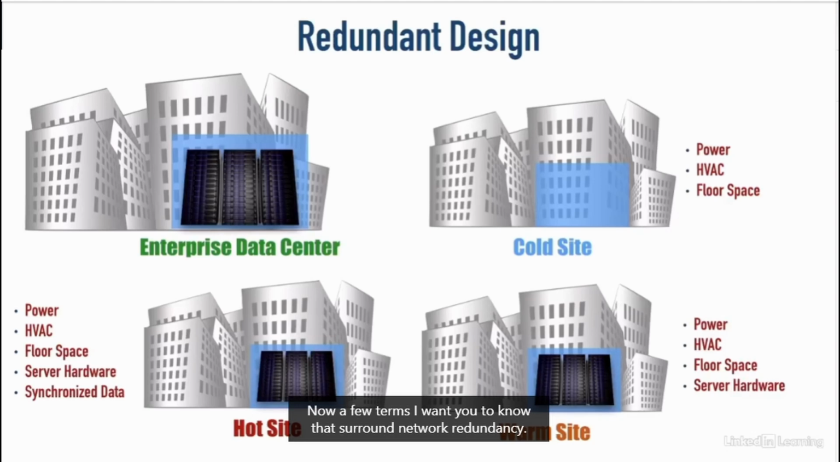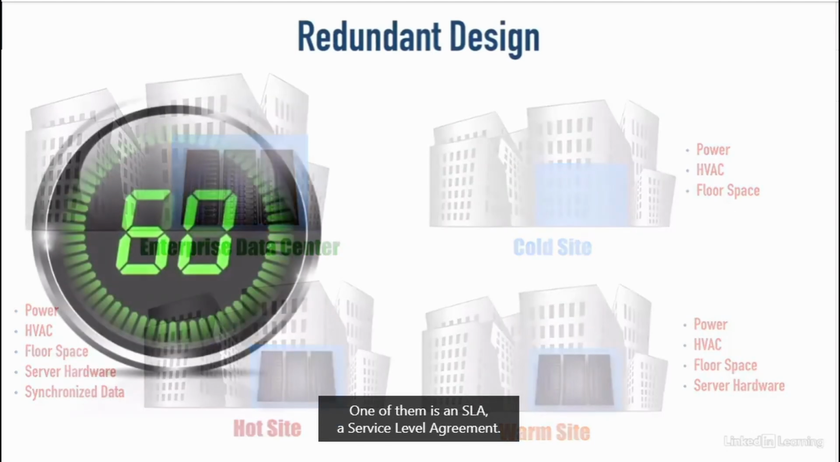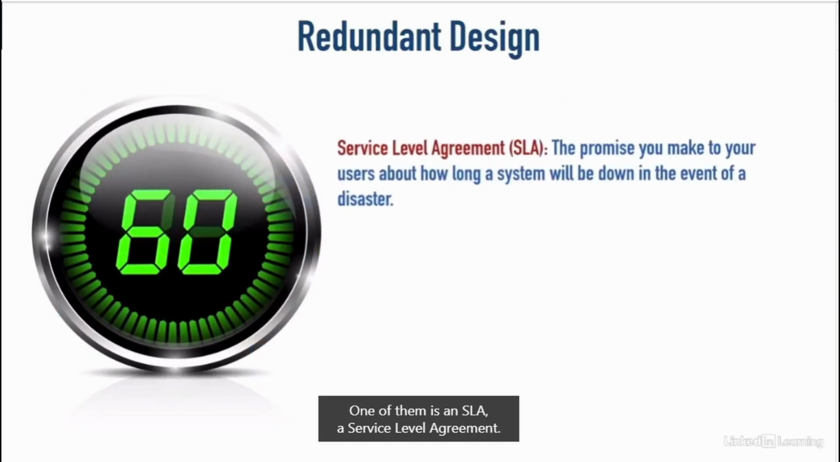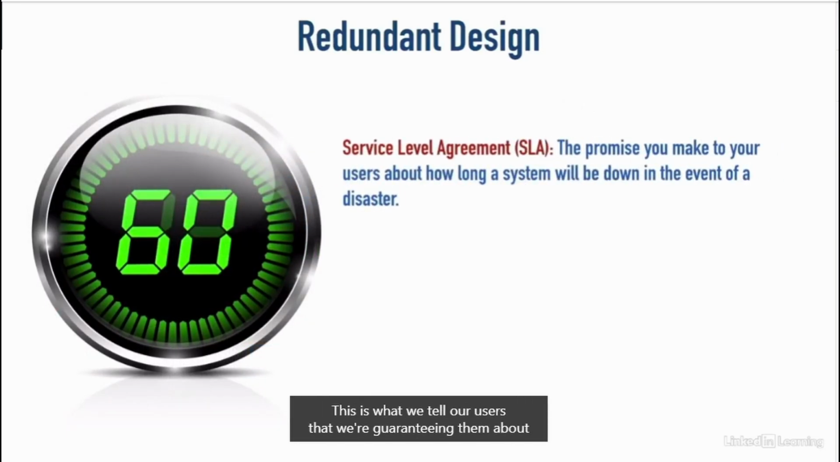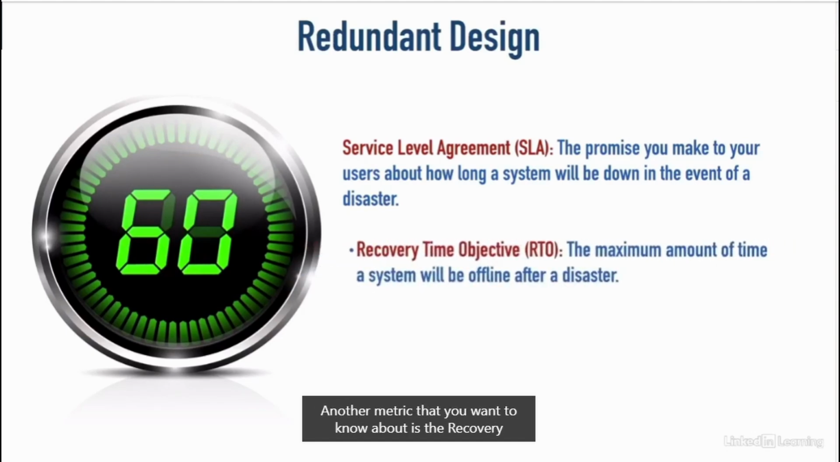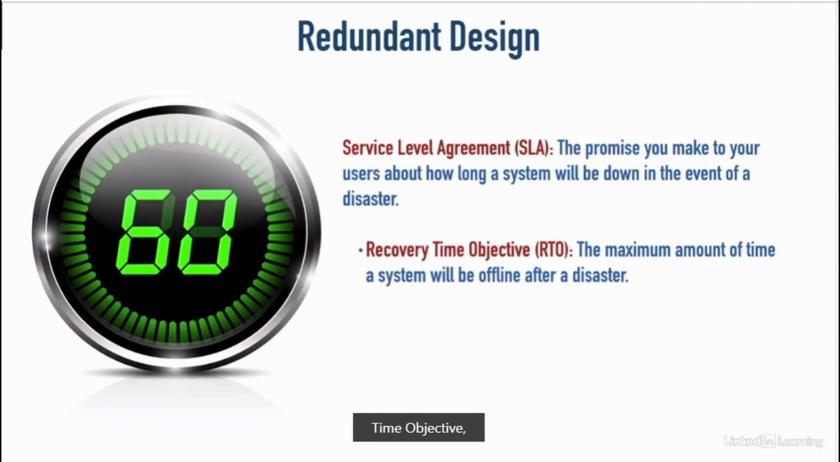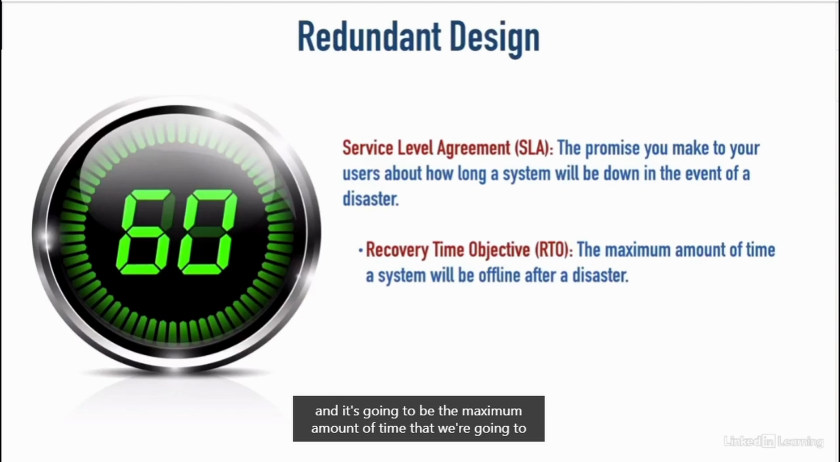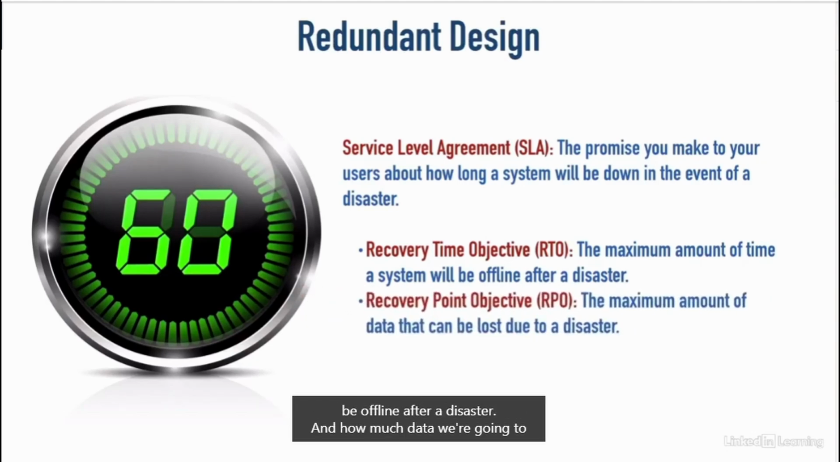Now, a few terms I want you to know that surround network redundancy. One of them is an SLA, a service level agreement. This is what we tell our users that we're guaranteeing them about how long a system is going to be down if a disaster were to occur. Another metric that you want to know about is the recovery time objective, or an RTO. This can be part of your service level agreement, and it's going to be the maximum amount of time that we're going to be offline after a disaster.